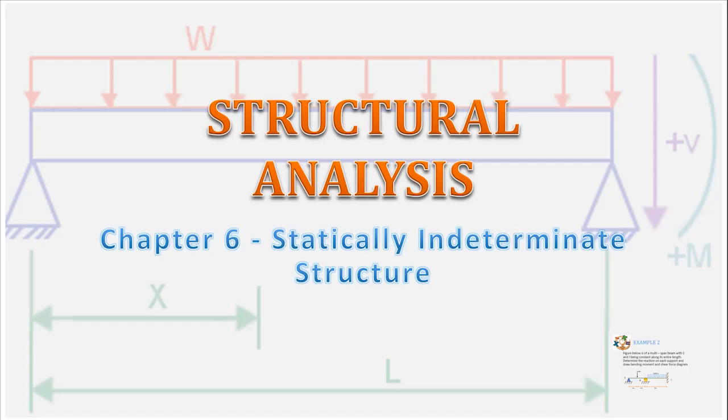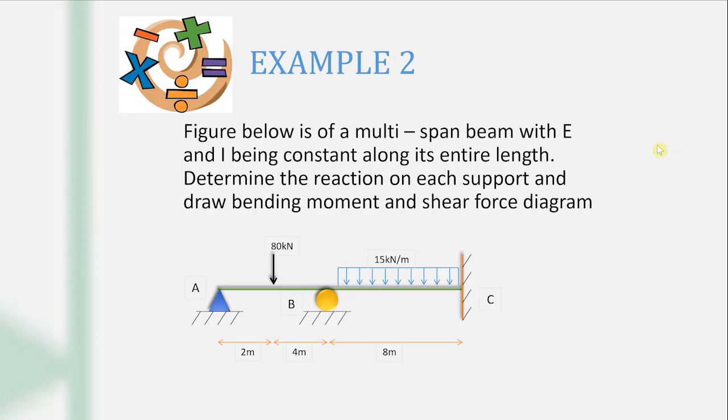Assalamualaikum and good day. Today kita akan proceed lagi, continue with last week chapter 6, statically indeterminate structure. We're going to look at example number 2. Figure below is a multi-span beam with E and I being constant along its entire length. Determine the reaction on each support and draw BMD and SFD.